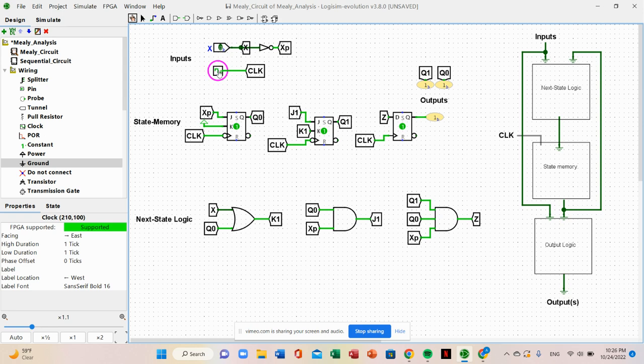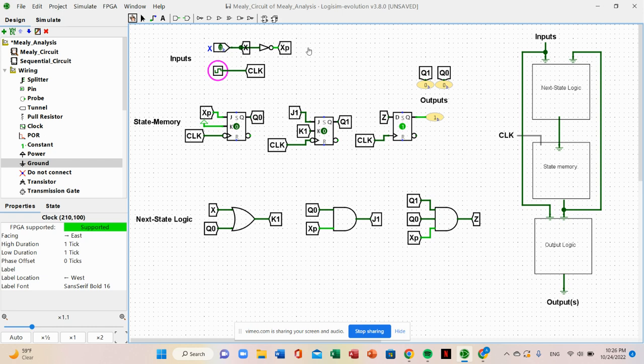Then it should revert back to state A, which it did, and still equaling an output of 1, or an output of high. And so, to the right of this sequential circuit, I made a little diagram as to how the sequential circuit works.